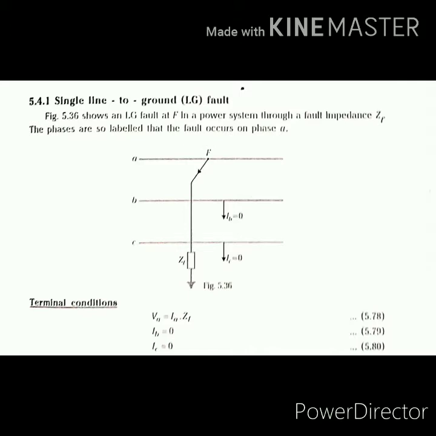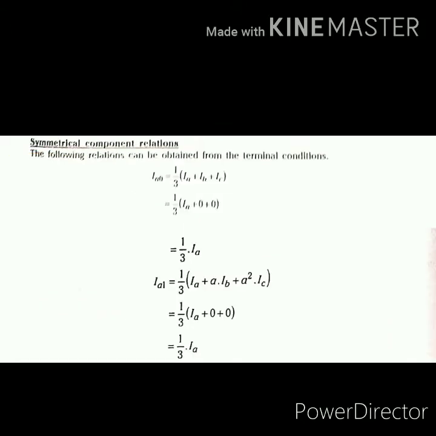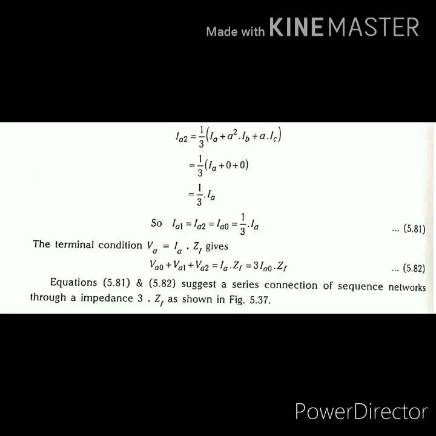Since the fault is occurring in phase A, the currents IB and IC will be equal to 0, but there will be some fault current flowing in phase A through the impedance ZF. Therefore, the voltage across phase A will be VA is equal to IA into ZF. Now let us derive the symmetrical component relations. We know IA0 is equal to 1 by 3 times of IA plus IB plus IC. Substituting the terminal conditions, you get 1 by 3 times of IA. Similarly, derive for IA1 and IA2.